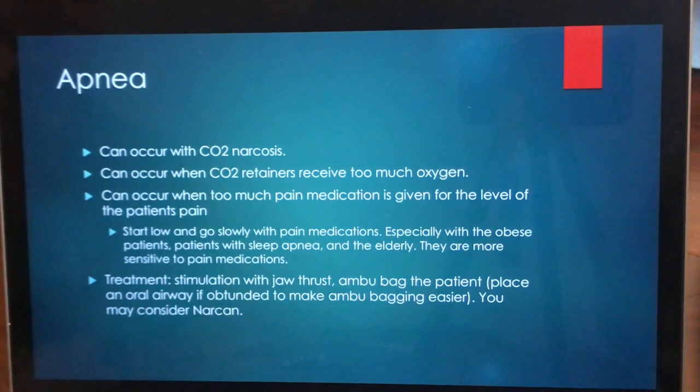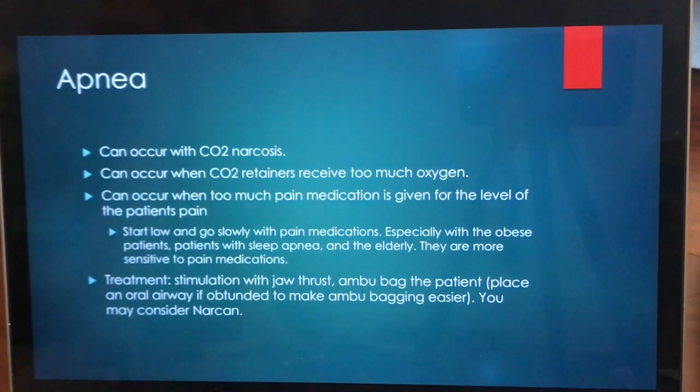Treatment, if this occurs, is to give the patient a jaw thrust to see if this pain stimulation can cause them to breathe. If still not breathing, ambu-bag them until they resume spontaneous ventilation. Insert an oral airway if you have a difficult time ambu-bagging them. Consider Narcan if necessary. It has a lot of side effects.